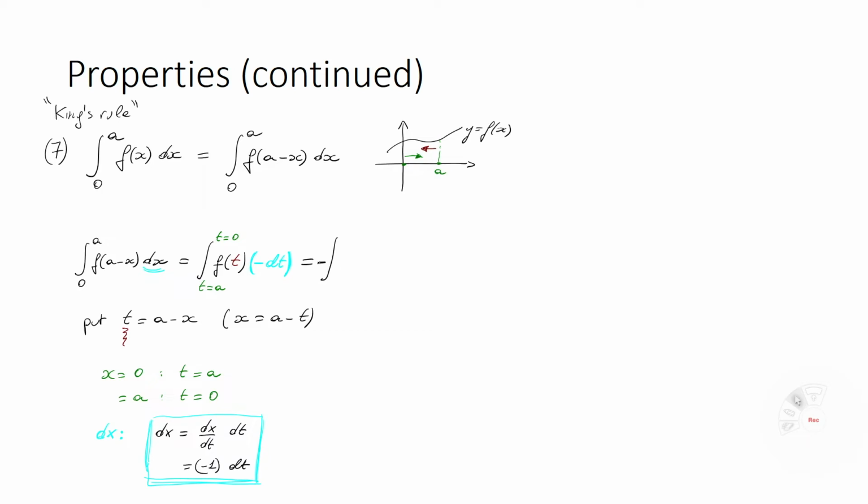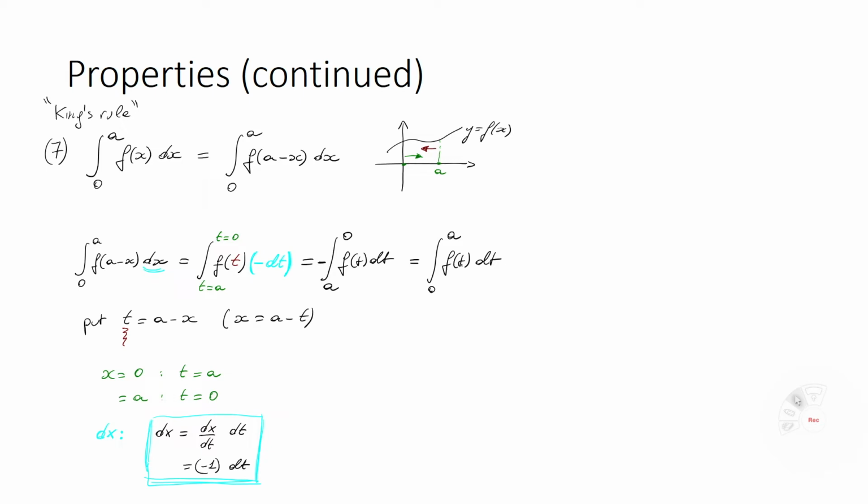And so now we can clean that up a bit. We get minus the integral of f of t dt from a to 0. And now we can use a property to say that we can switch the lower and the upper bounds, but then the sign changes, to write this as the integral from 0 to a of f of t dt.